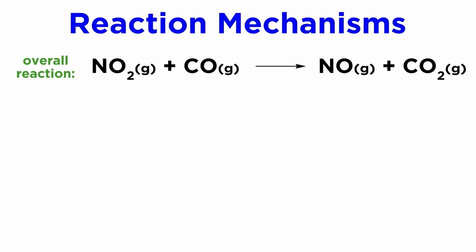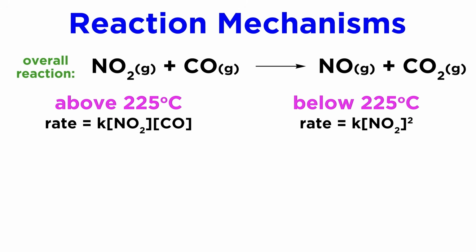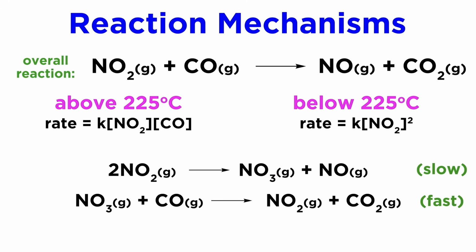For example, when nitrogen dioxide and carbon monoxide react to form carbon dioxide and nitrogen monoxide, the rate law is found to be first order in each reactant when the temperature is above 225 degrees. However, at lower temperatures, the rate law shows a second-order reaction with respect to NO2 and zero order in CO. This is not consistent with a single-step bimolecular reaction, as is shown in the overall chemical equation. Instead, a mechanism like this makes more sense.